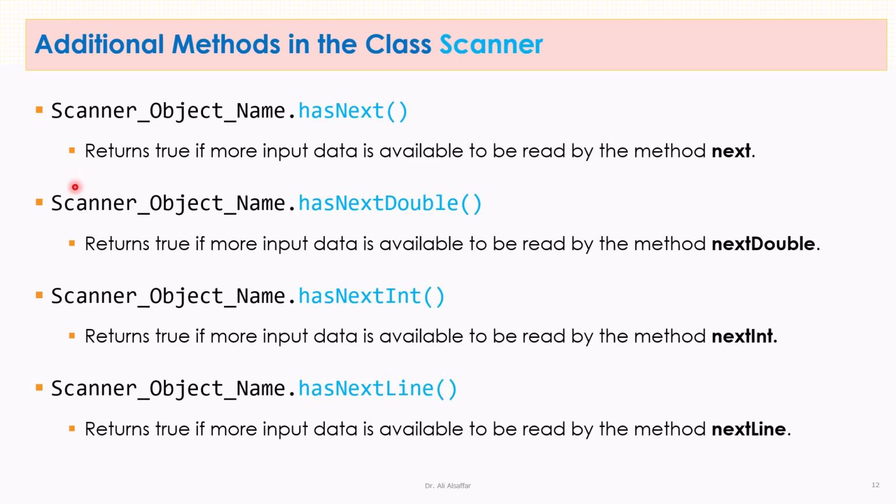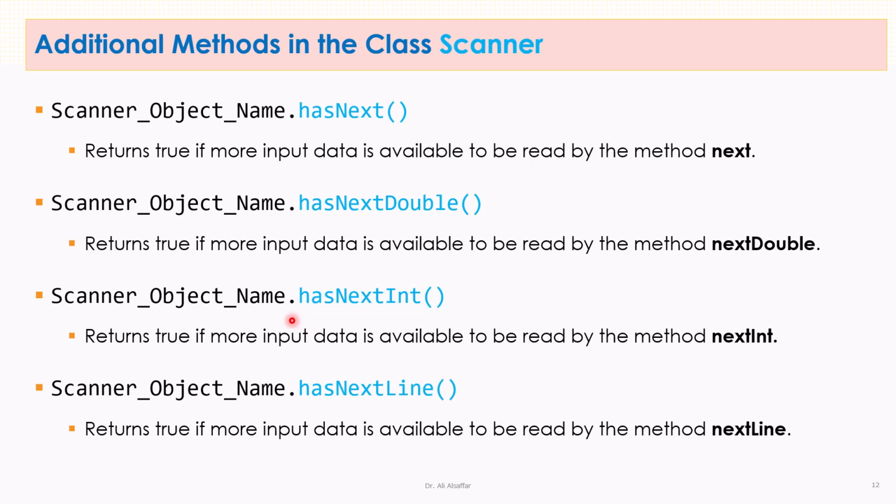For example, if you want to read an integer, then before reading the integer, you can use this method to tell you whether there is an integer available for reading or not. So when you call this method, if the return value is true, then that means that there is an integer available for reading, so you can use the nextInt method to read the integer. However, if it returns false, then you have two situations. Either the available data is not an integer, or you have reached the end of file.